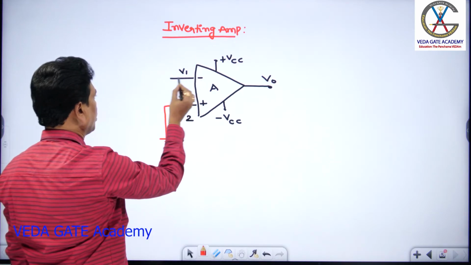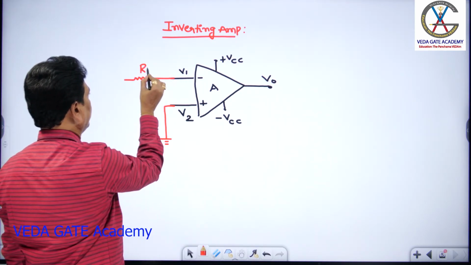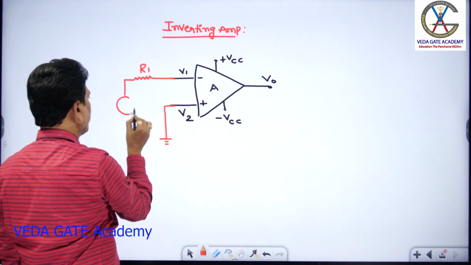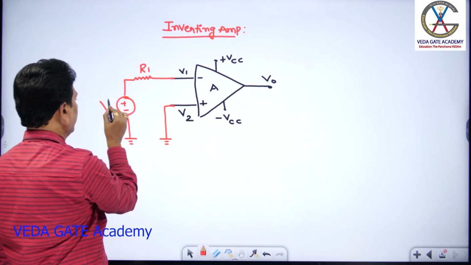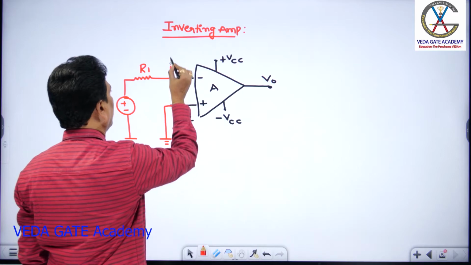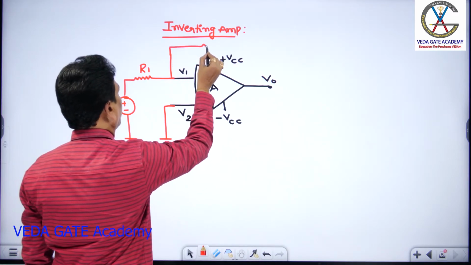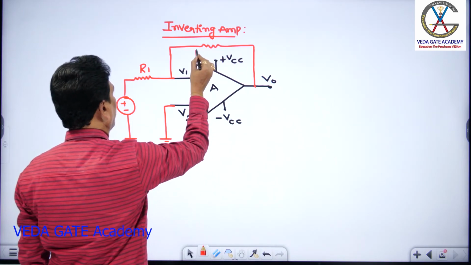And I apply the signal voltage to the inverting node through some resistance R1. So this is the signal voltage I applied there. And I introduce a feedback from output to inverting input. So it is a closed loop inverting amplifier also. This feedback element is nothing but RF.